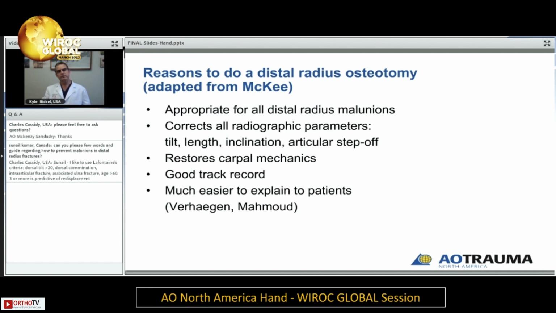Once we identify the fracture thoroughly, why would we do a distal radius osteotomy? Well, it's appropriate for all malunions to some extent, and we need to determine which patients are going to be best helped. It corrects all of the radiographic parameters. It can restore proper carpal mechanics because, as I just mentioned, this is not just affecting the radius, it affects the mechanics of the radiocarpal and intercarpal joints. There's certainly ample evidence that it works well, and it's a lot easier to explain to a patient who knows they broke their radius why we're going to address the radius instead of the other side of the wrist that they didn't injure. So it makes sense to patients that they broke their wrist, it didn't heal properly, and we're going to correct the broken bone.